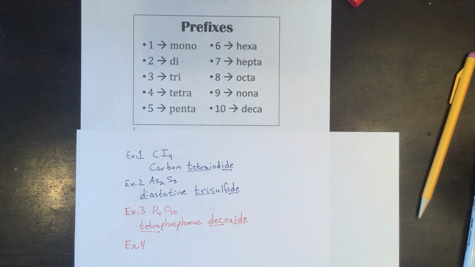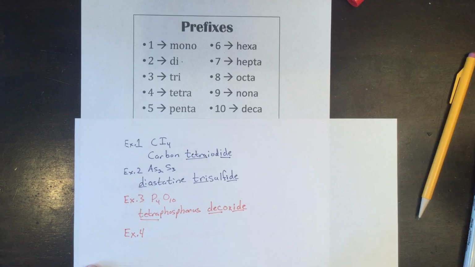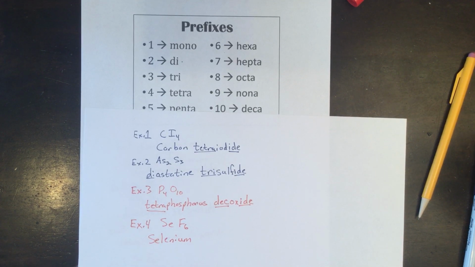And now example 4. Hopefully it fits in here. Slide it up a little bit. And it's SeF6. So Se is selenium. We don't put mono because we do not put mono on the first one if there's only one. But would we put it on the second? Absolutely. And then we would have fluoride, but we have 6. So it's hexafluoride. And we don't have anything here because we don't put 1. Okay.